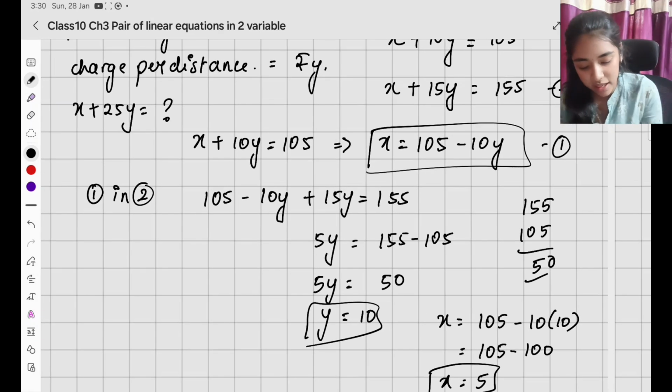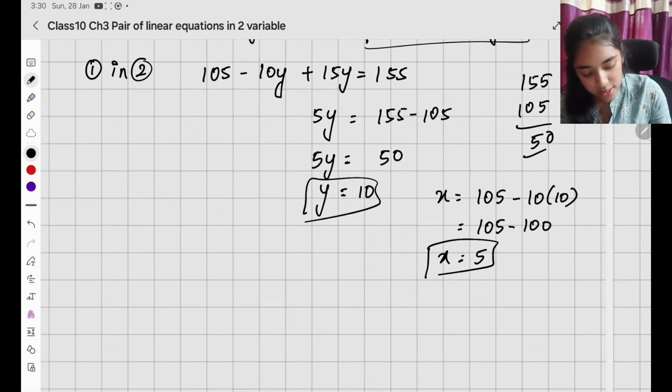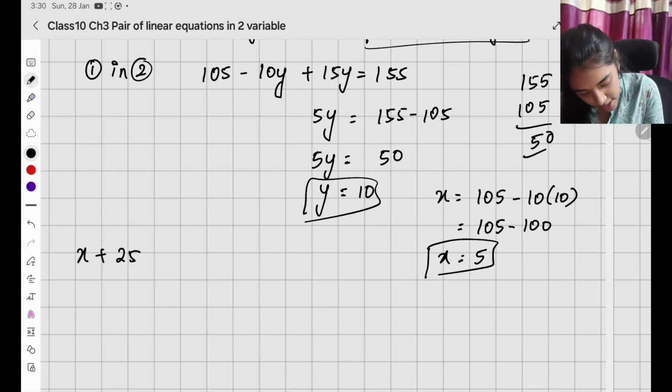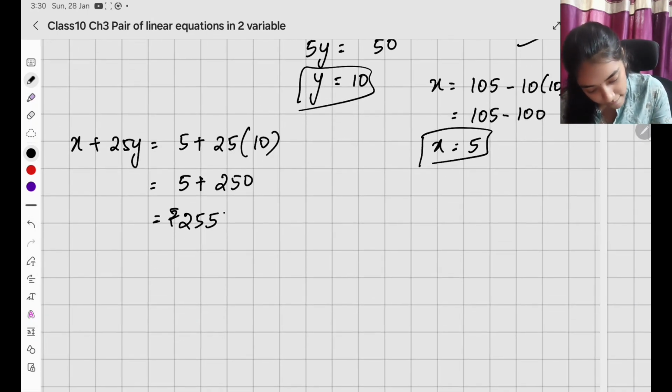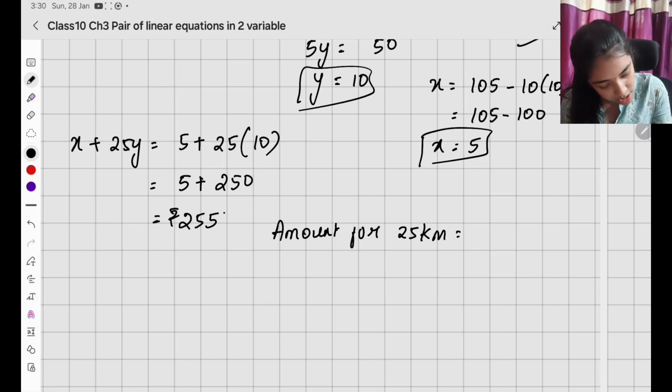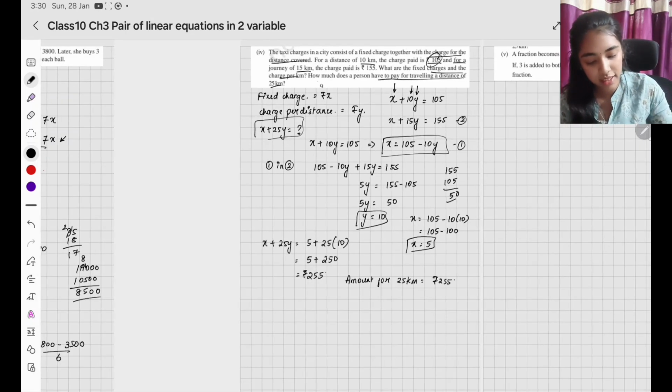Now final enna kekran x plus 25y kekranla, so adiyum solve pannum. So you have x plus 25y, which is going to be 5 plus 25 into 10, which is going to be 5 plus 250, which is 255. Okay. So amount for 25 kilometers is going to be rupees 255. எந்த காலத்துல இருக்காங்கன்னு தெரியல, இவ்ளோ சீப்பா இருக்கு.